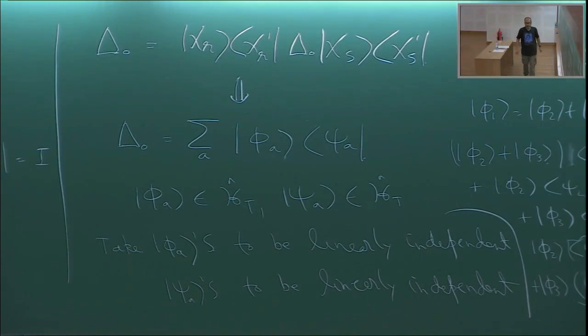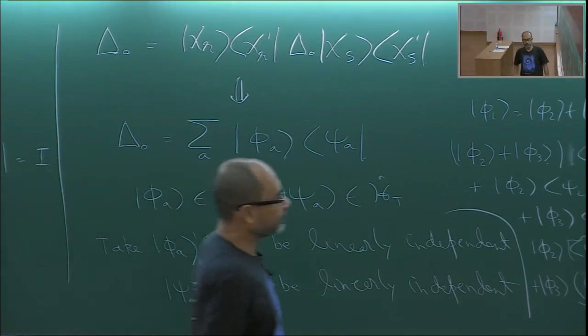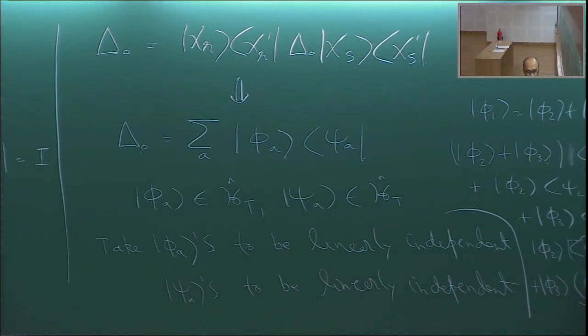So now what you are going to do is to use these relations that you have derived for delta 0 to restrict the form of phi and psi.